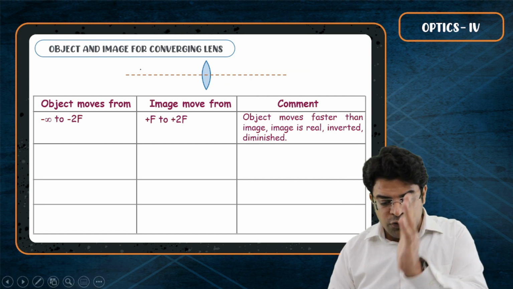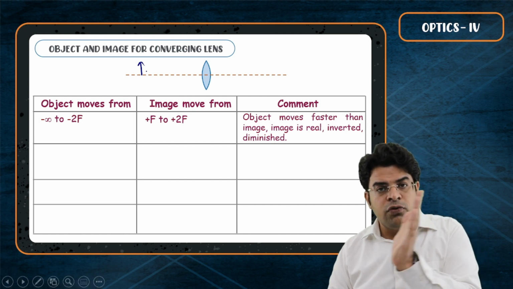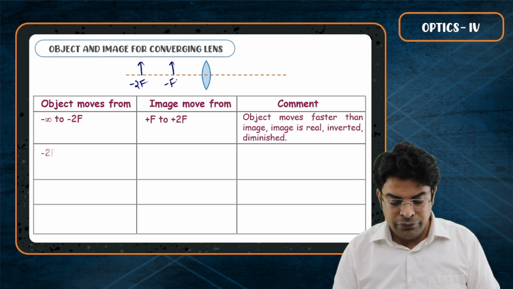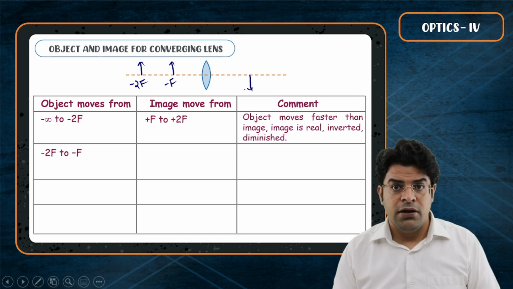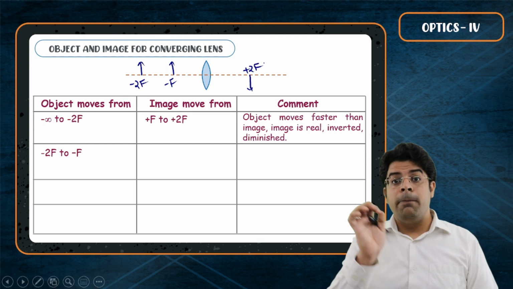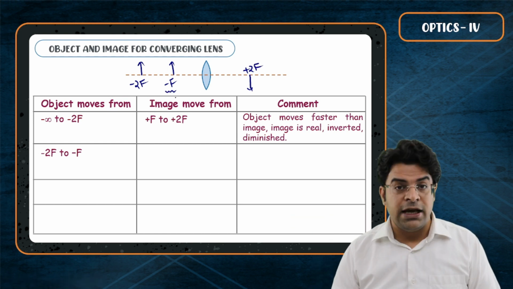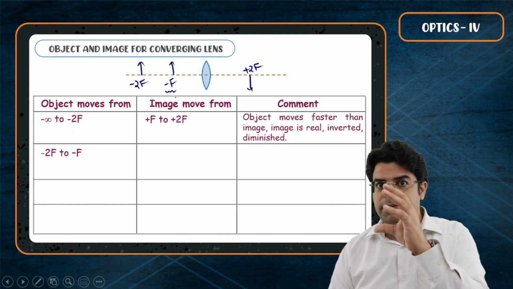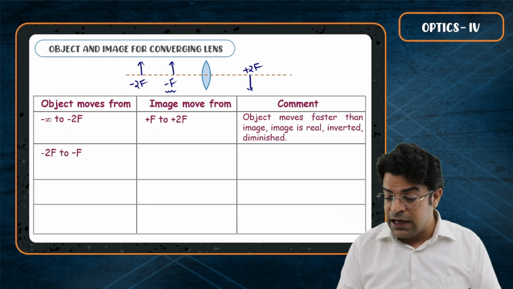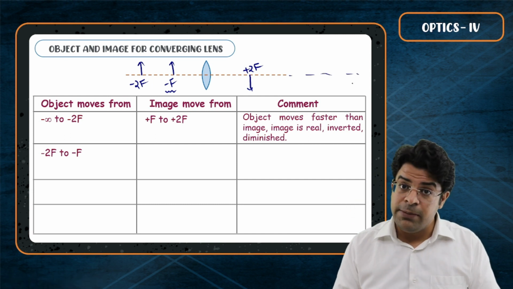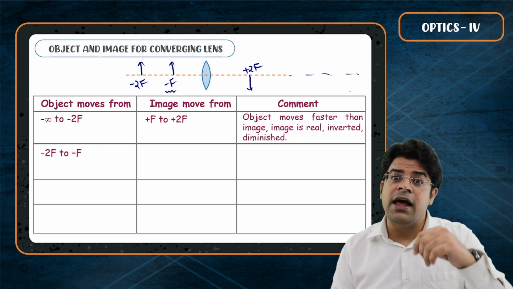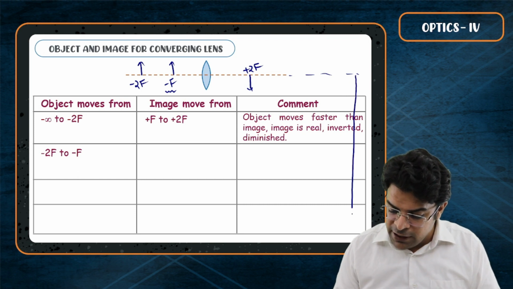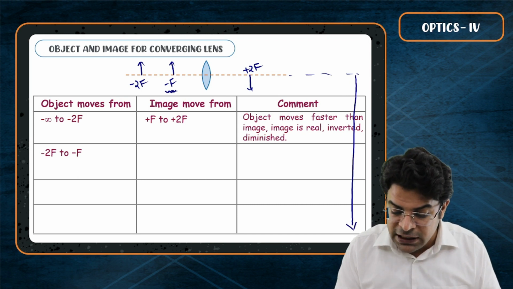Now let's move the object further from minus 2f towards the lens. As the object moves further from minus 2f to minus f, the image moves from plus 2f to plus infinity. For the object placed at minus f, at the position of primary focus, the rays after coming out will move parallel and they will form the image at plus infinity. Since the image distance is very large, magnification will have very high magnitude. So the image will be highly magnified, real and inverted for the object placed at minus f.